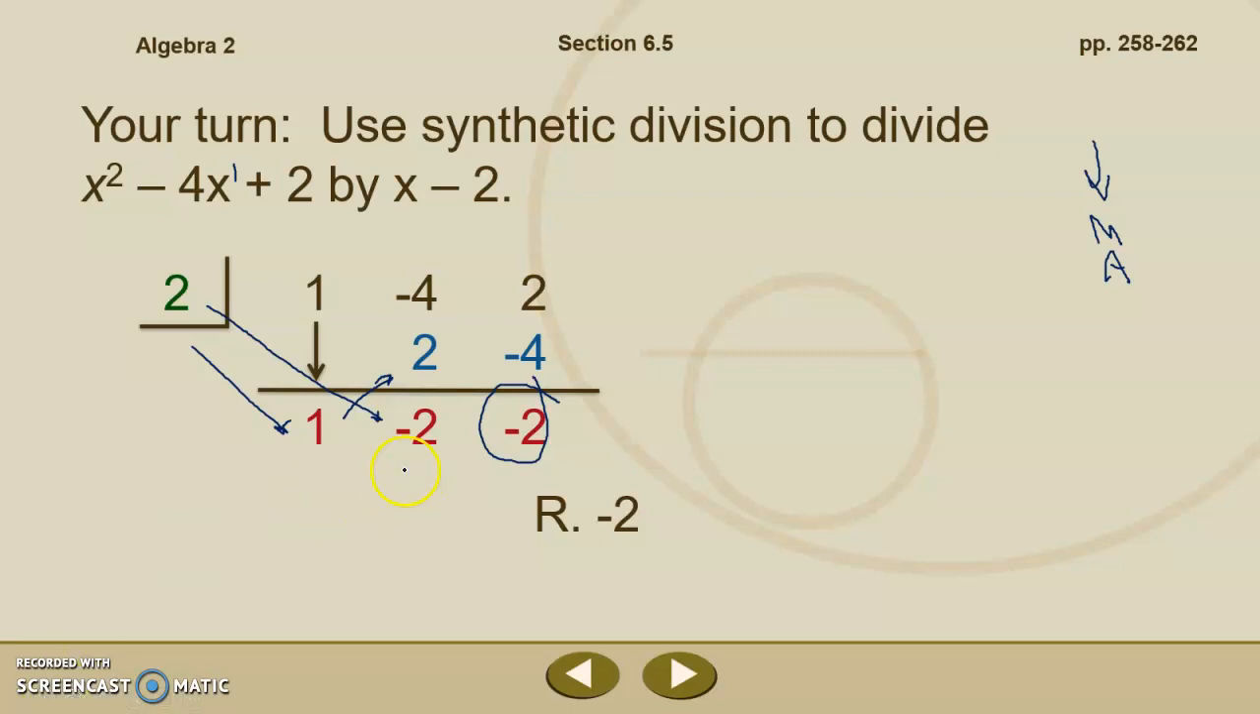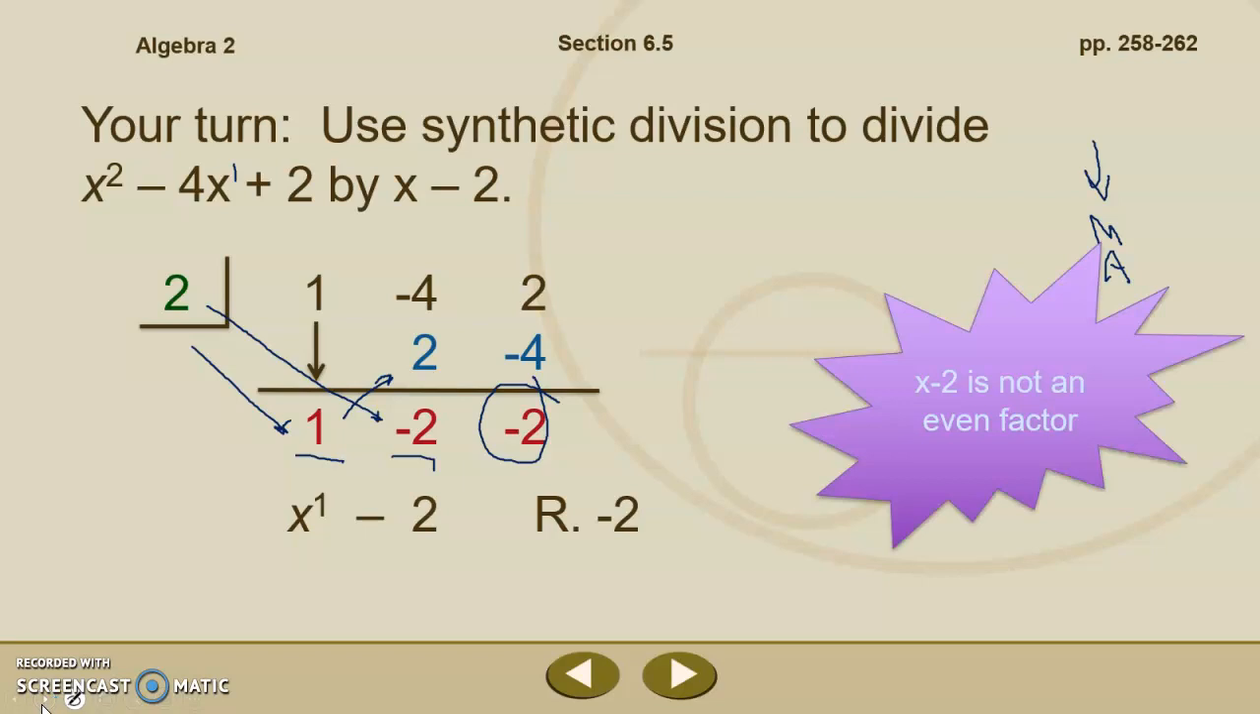And our depressed polynomial, this becomes our new constant term, negative 2. And this becomes our new x term, 1x, or 1x to the first. So x minus 2 with a remainder of negative 2. So x minus 2 is not an even factor of this polynomial.